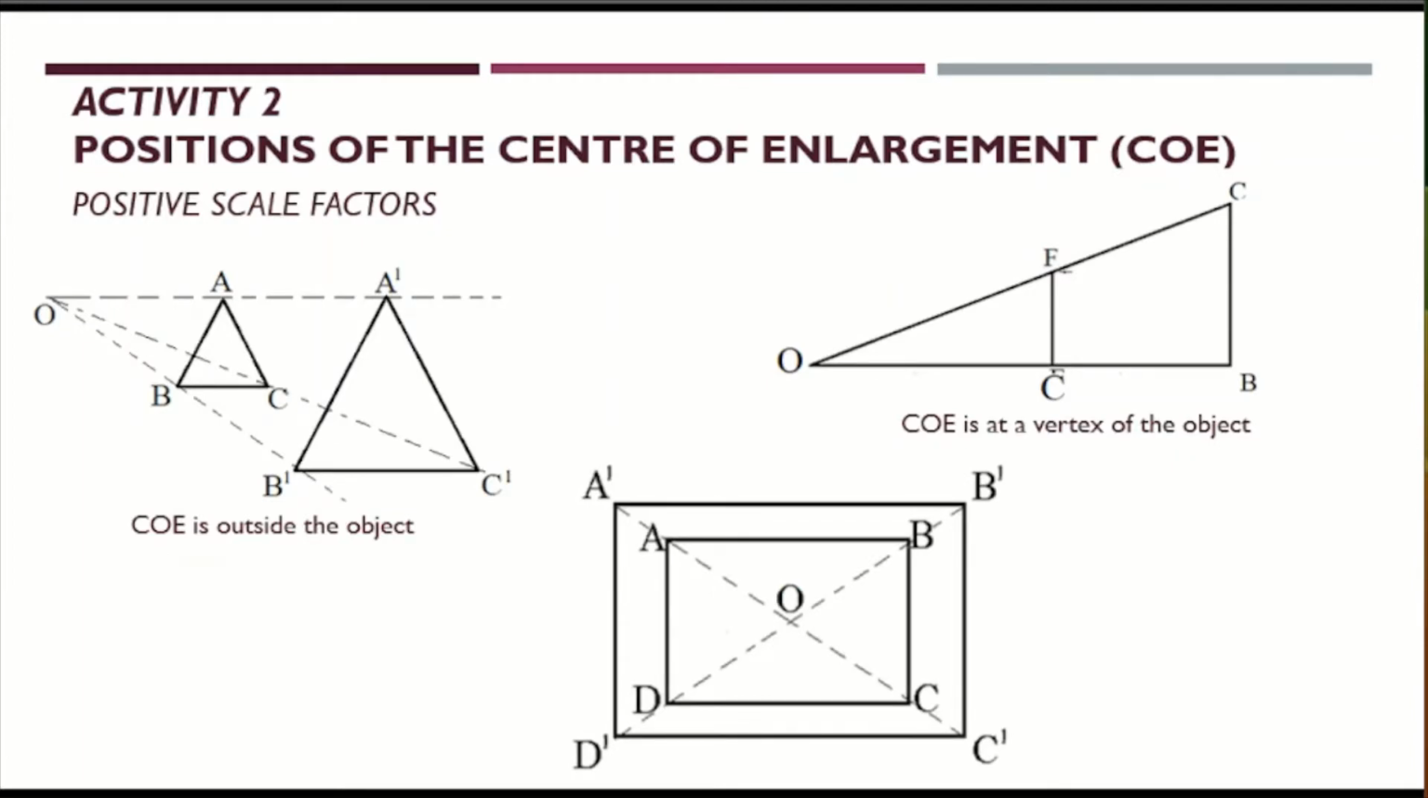Also, the center of enlargement can be inside the object, and it can also be at the side of the object. So in this case, the square ABCD is the object, and A prime, B prime, C prime, D prime is the image square. So these are various positions that can be assumed by the center of enlargement in positive scale factors.